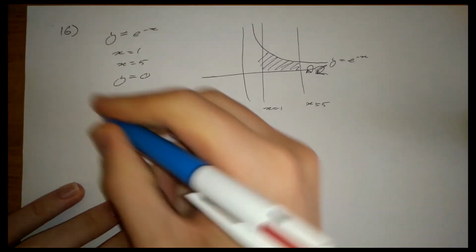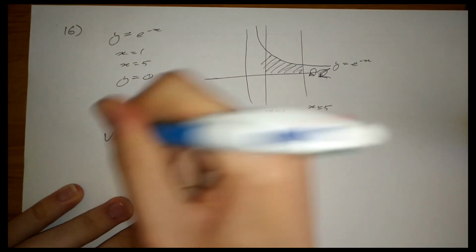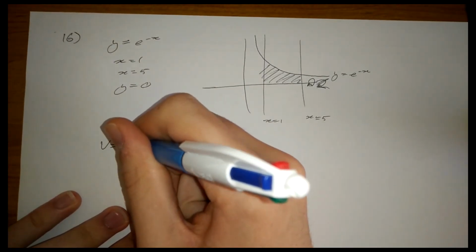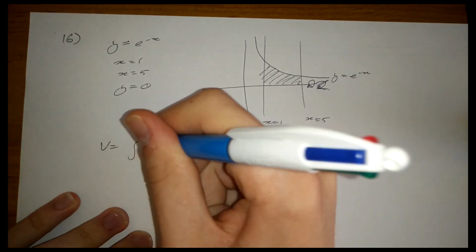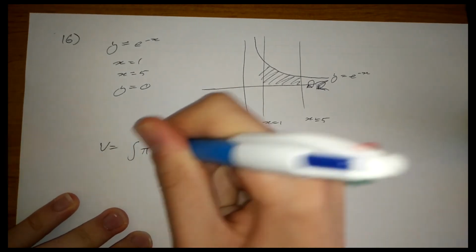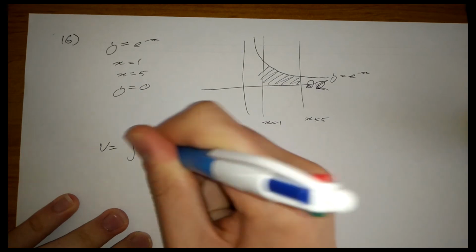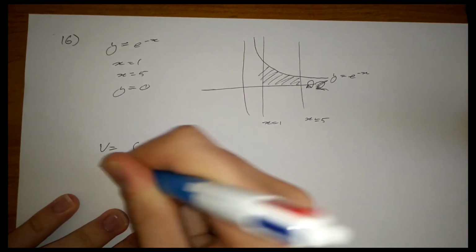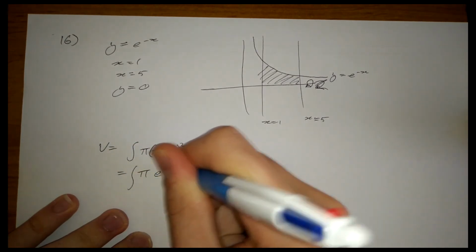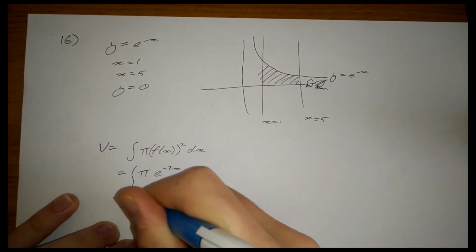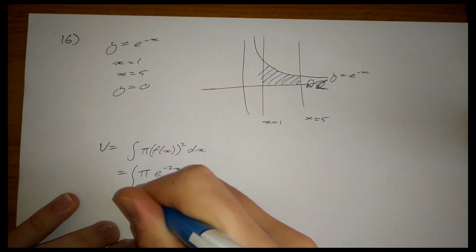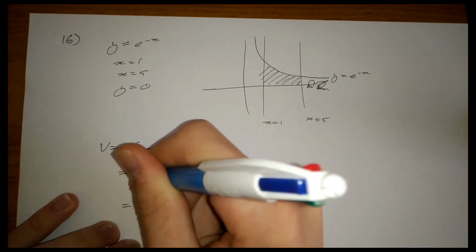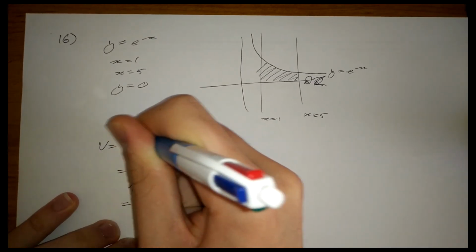So if we revolve that around, well, the formula for volumes of revolution around the x-axis is the integral of pi f of x squared dx, which is just the integral of pi e to the negative 2x dx, which is negative pi on 2 e to the negative 2x. So that's the integral from 1 to 5.